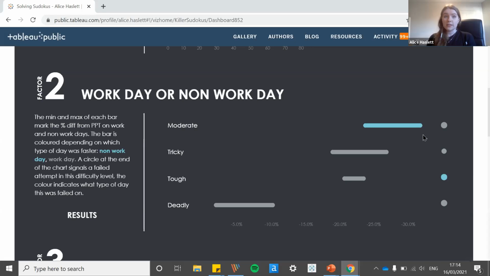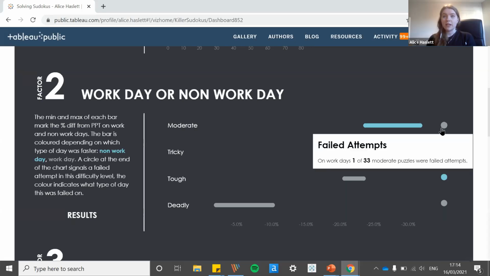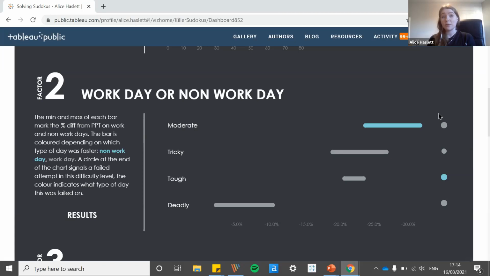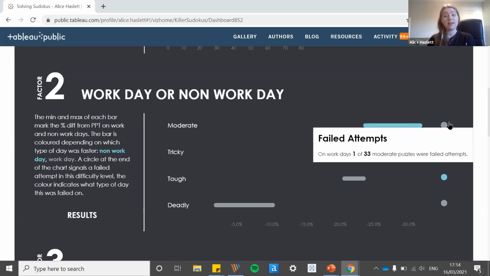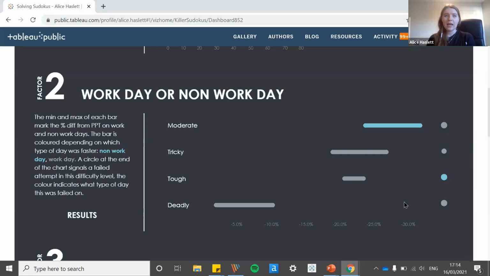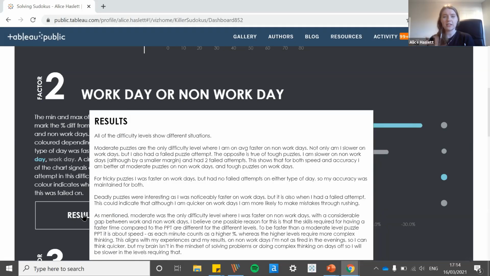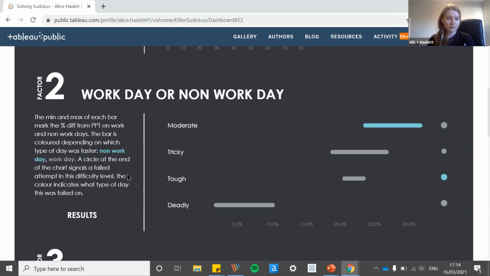For moderate puzzles, the easiest level, I was much faster on days I hadn't had work, and on work days I actually failed some. And for the most difficult level, which is the deadly ones, I was much faster on work days, but I also only failed them on work days, which indicated that I was quicker but less accurate. And again, I have some results here on the side just to kind of discuss what I had found out.